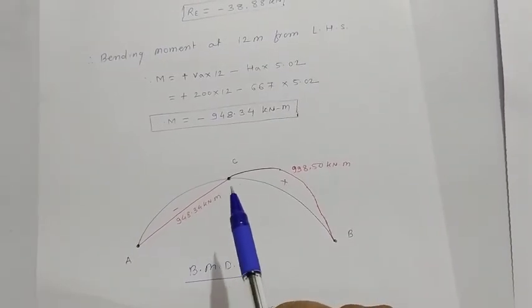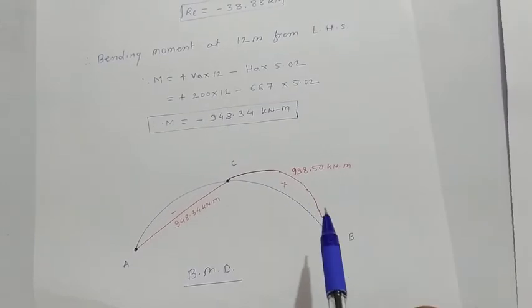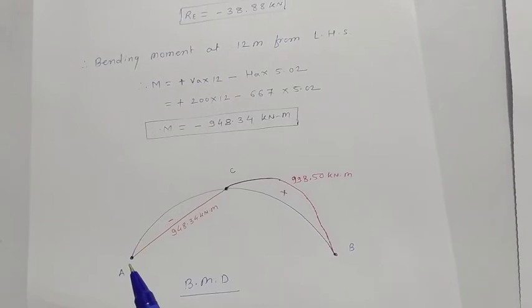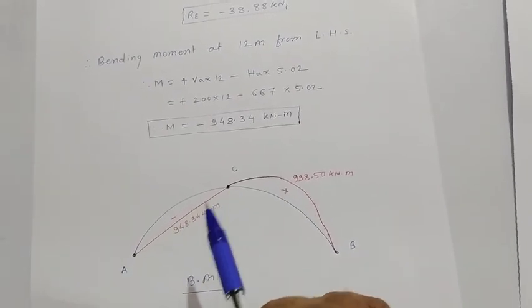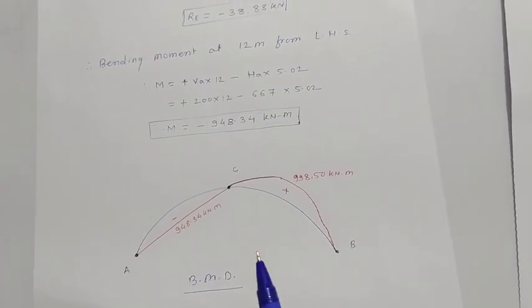And finally draw the bending moment diagram. Okay. So maximum positive bending moment will occur in portion CB. So just draw a positive bending moment diagram, and on its left side there is a negative moment. Just draw a negative moment diagram like this. Okay. So this one is the final bending moment diagram.